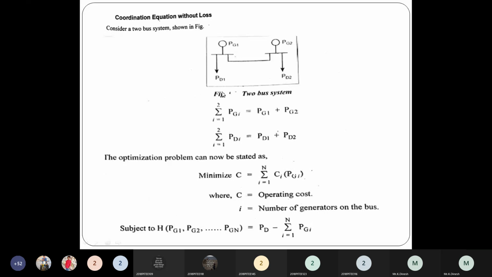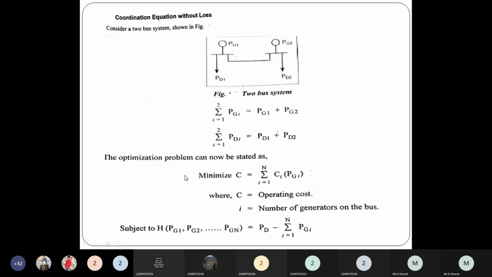So now I am considering my two-bus system having two generation units. It shows that the two generators are connected in parallel, PG1, PG2. The corresponding demands are PD1, PD2. The mathematical governing expression is summation of i equal to 1 to 2 PGi, so only two buses, PG1 plus PG2. Likewise, the demand is summation of i equal to 1 to 2 PDi, so PD1 plus PD2.